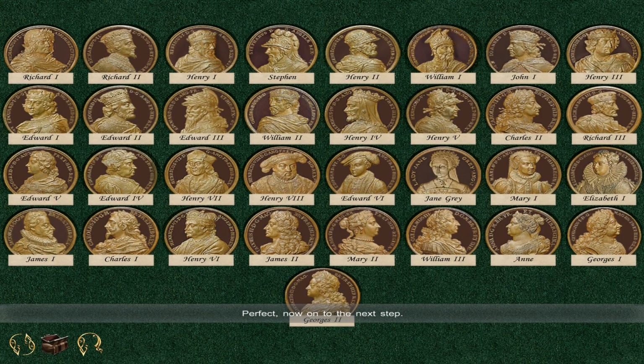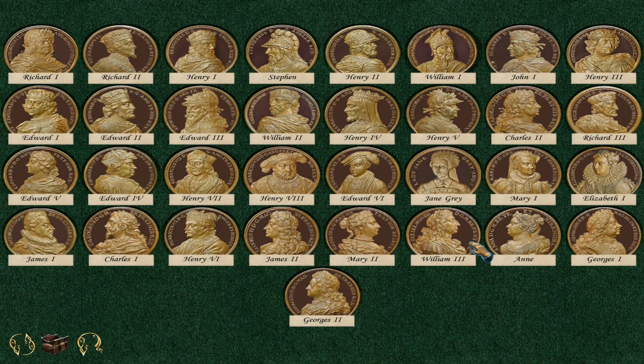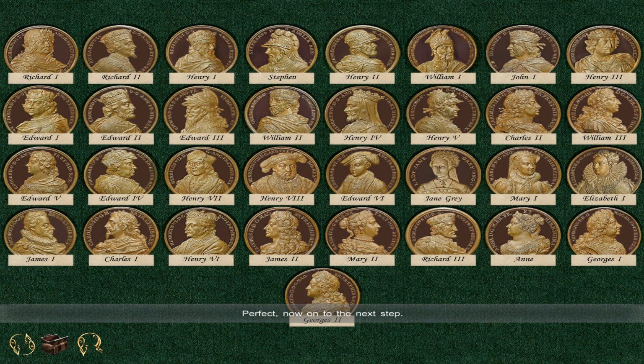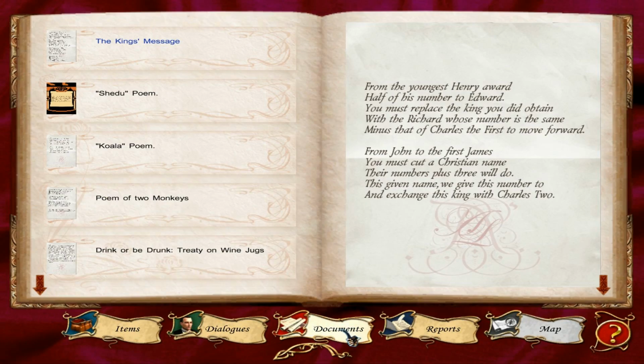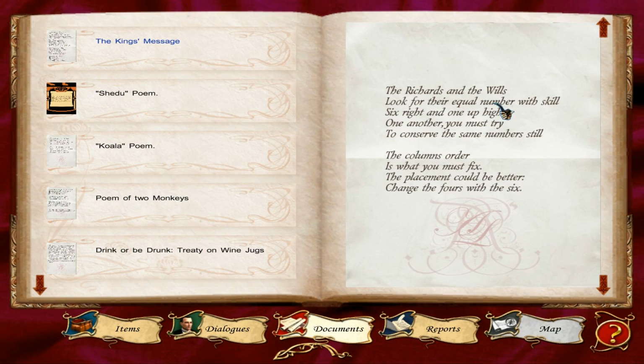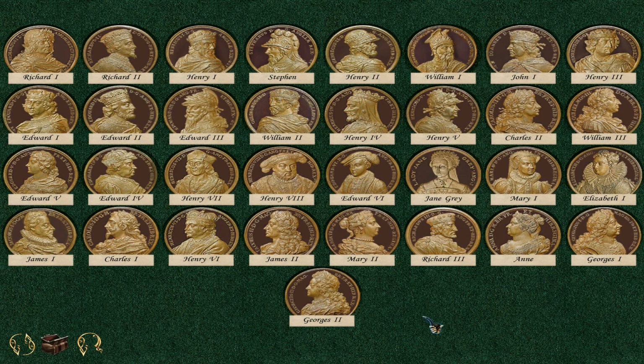Perfect. Now on to the next step. Right. But then... Perfect. Now on to the next step. Right, okay. Right. Look for the equal number scale. 6 right and 1 up high. One another you must try to conserve the same number still. Okay, so this middle bit is nonsense. The column orders is what you must fix. The placement could be better. Change the 4s with the 6.